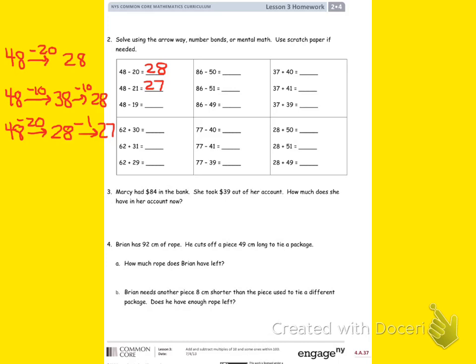Now, looking at 48 minus 19. 19 is 1 less than 20. So you could go ahead and say 48 minus 20 is 28. But then you have to add in the extra 1 that you took away. And that's 29.